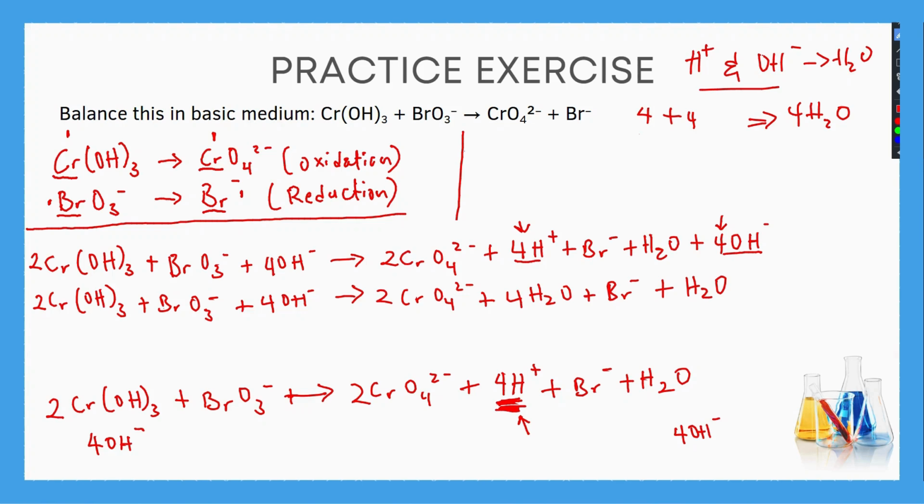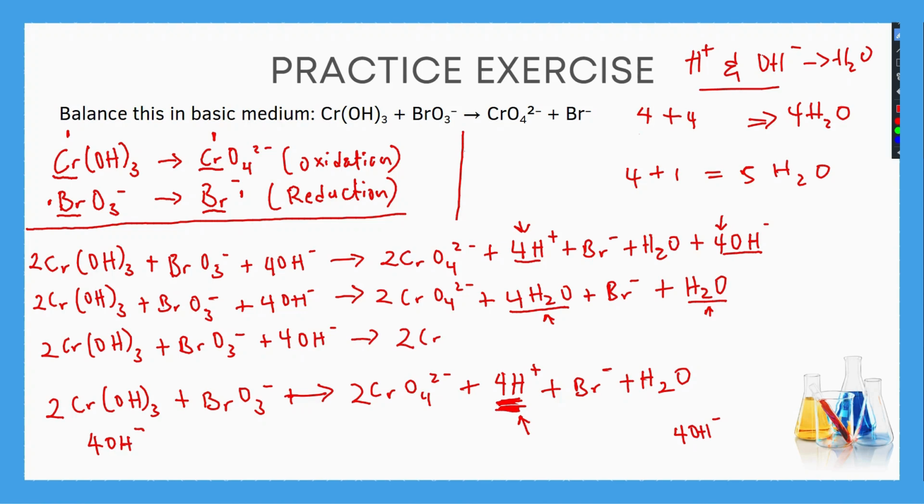Now, before we get to our final equation, you can see we have H2O here and another H2O, 4H2O plus 1 molecule of H2O. So that tells us that 4 plus 1 gives us 5 molecules of water. So for our final equation, what we're going to end up having is 2Cr(OH)3 plus BrO3 minus plus 4OH minus, giving us 2CrO4 2 minus plus 5H2O plus Br minus. So this is our final equation.